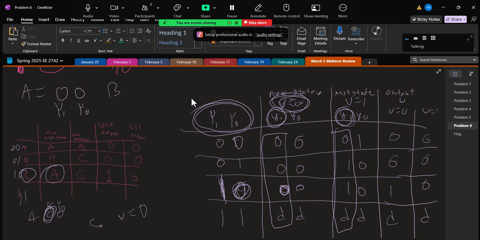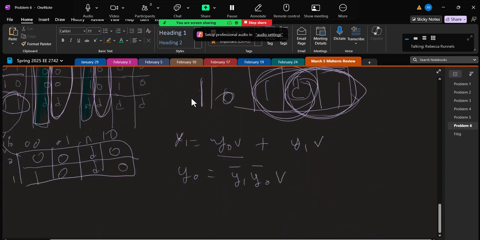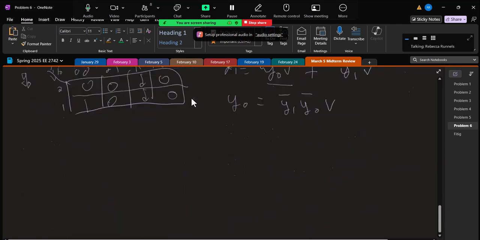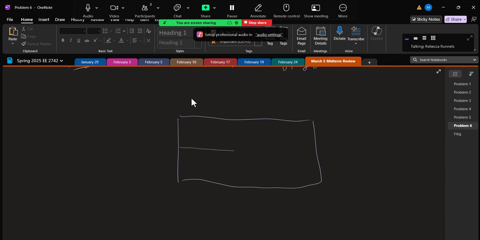Don't we have to do V? Yeah, I haven't gotten there yet. Okay, so next we have to do our Boolean expression for V. It's harder for Mealy than for Moore, because for Moore you don't have to worry about the output, you just have to worry about the current state. But here, we have to worry about the output.